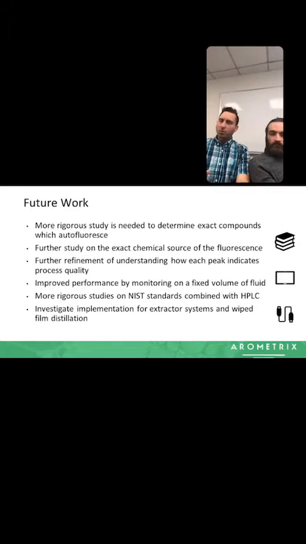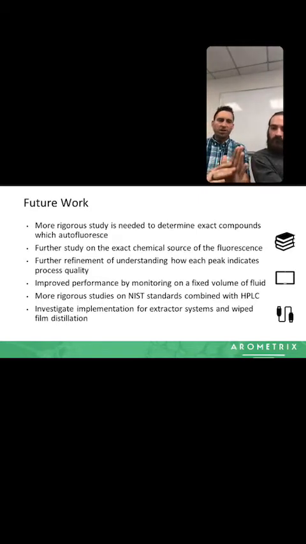One of the things we really want to focus on is nailing down what's autofluorescing, what all of these peaks are, and why we're seeing them. Part of that is going to be to continue doing these HPLC studies, cross-correlating them with HPLC results. We also want to improve the performance of the in-situ monitoring. One of the things we're a little sensitive to right now is volume, so we want to start working on fixing the volume so that we get a fixed volume metrology.